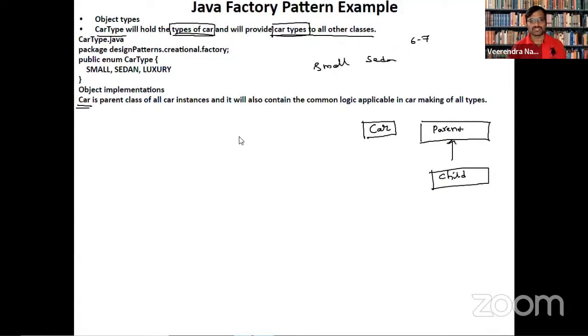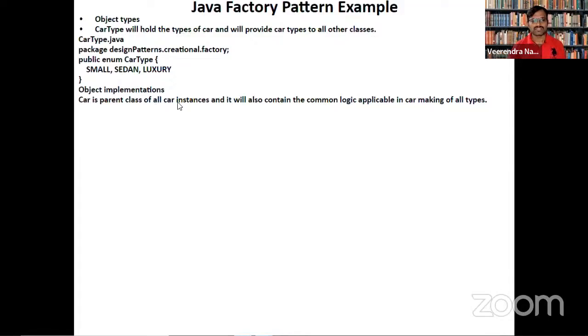What I'm trying to say here is, car is a parent class of all car instances, and it will contain common logic applicable in car making of all types. So it contains the common logic which is followed by the small cars, by the luxury cars, and by the sedan cars. That is the main point over here.